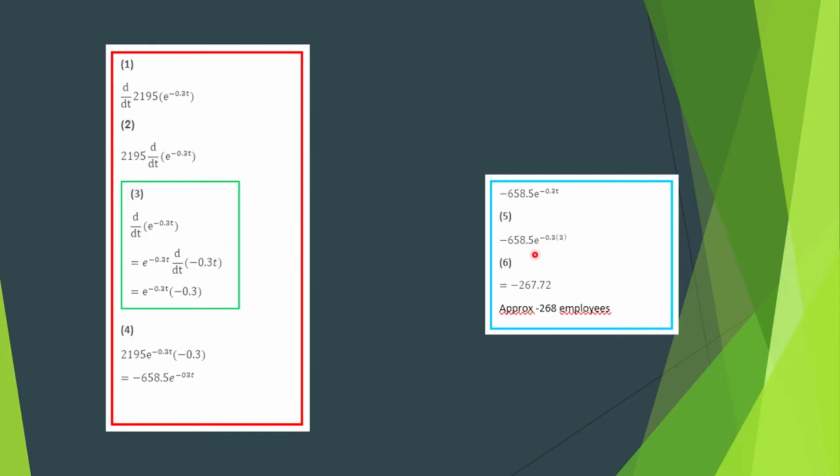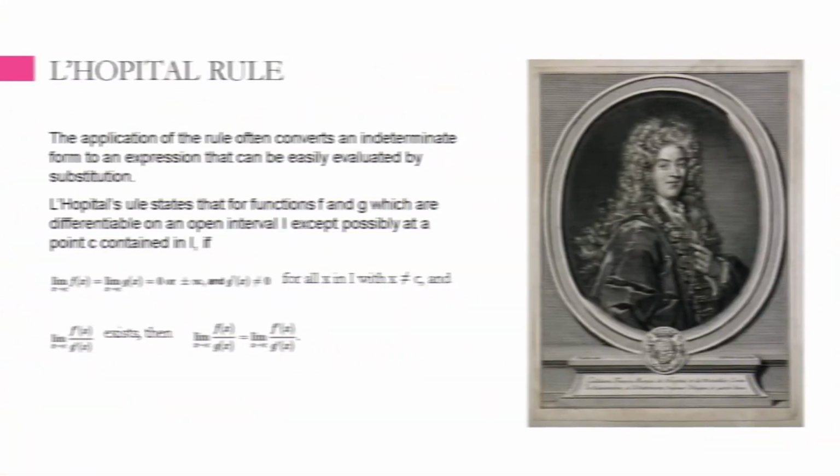So in the fifth step, we evaluate the number of years required by the problem, in this case 3. So we put this number here, and in step 6 we have the result, which is approximately 268 employees less in 3 years.